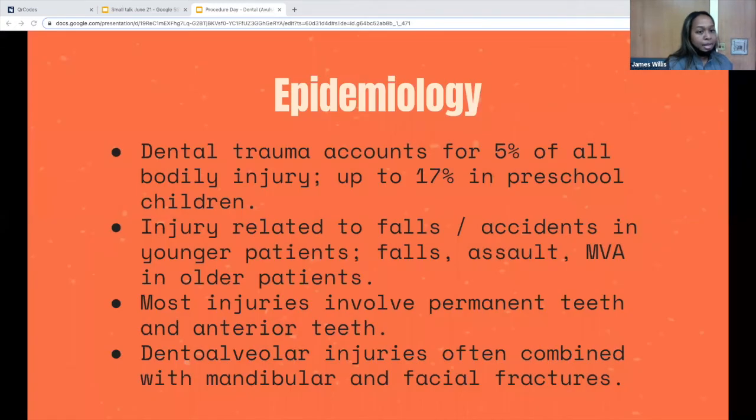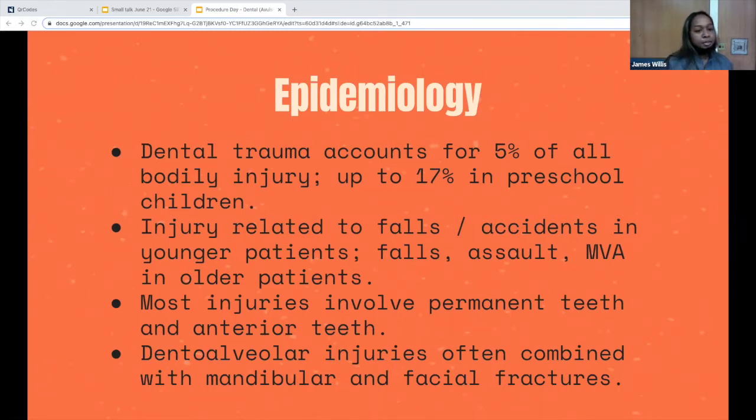So dental trauma accounts for 5% of all bodily injury, but up to 17% in preschool children. Dental injuries in younger patients are often due to falls or accidents. In older patients, again due to falls, but also consider assaults and MVAs. Dental trauma presenting to the ED tends to involve the permanent dentition, and most commonly the anterior teeth.